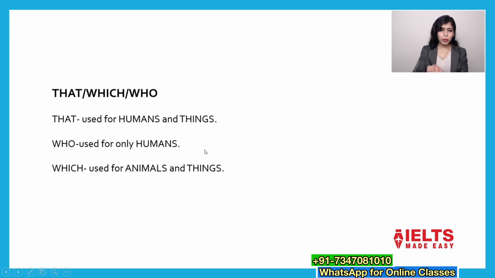Now, I have to tell you these 3 basic things, and this is important in writing because many of you do not know that we can now use that for humans as well as things. Earlier we used to use that only for things, but now we can use that for humans and things as well. So for humans we can use who as well as that. Whereas for things we can use that as well as which. But for animals we use only which. So take care of this.